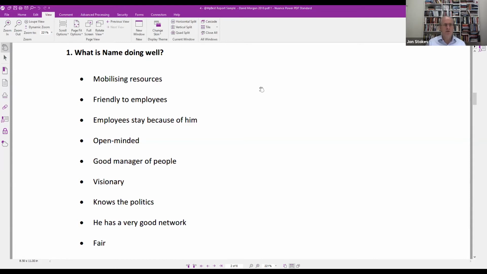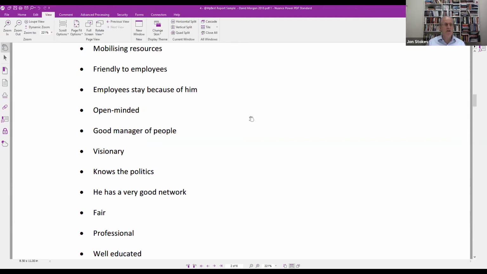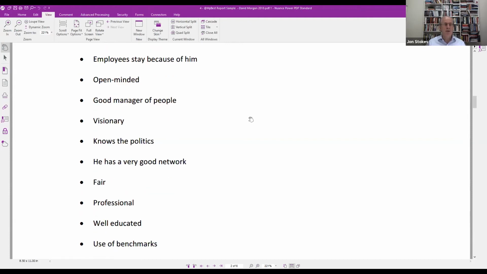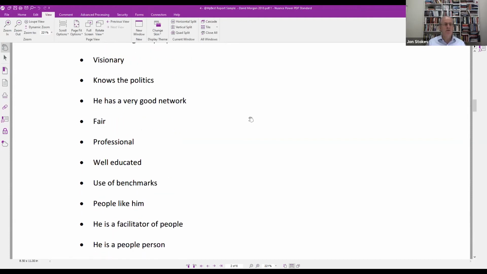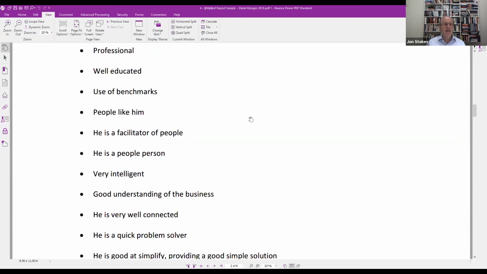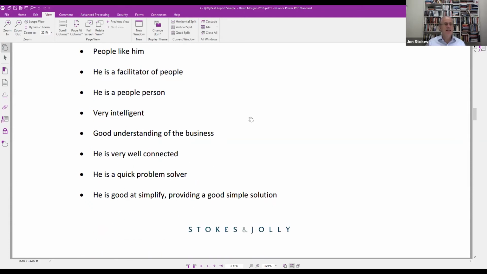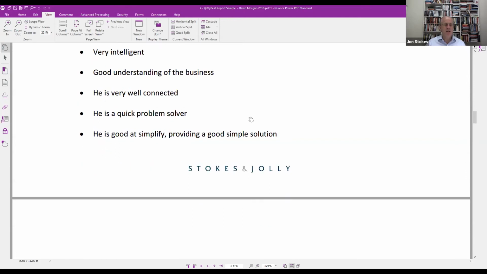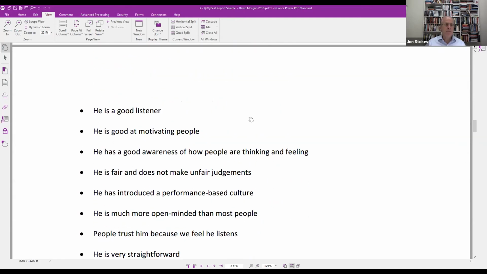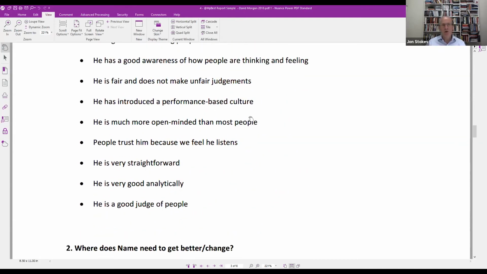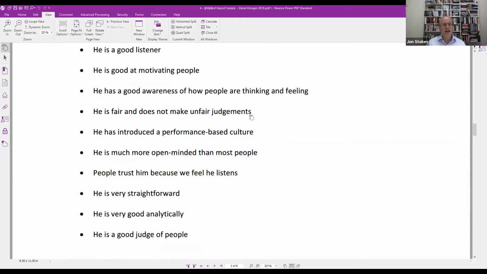Mobilizing resources, friendly to employees, employees stay because of him, he's open-minded, a good manager of people, visionary, knows the politics, good network, fair, professional. You get the idea. So there's a series of phrases that have come from the interviews. And some more here. So giving the positive first and not showing the negative.